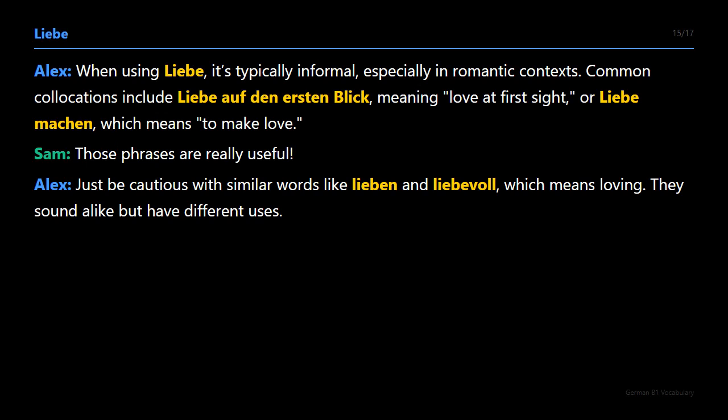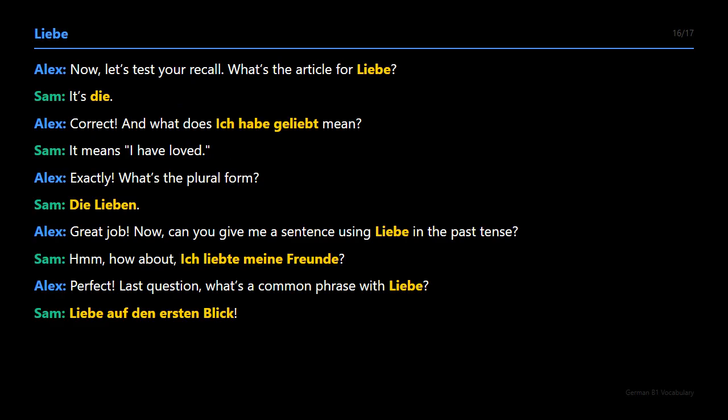Just be cautious with similar words like lieben and liebevoll, which means loving. They sound alike but have different uses. Now, let's test your recall. What's the article for Liebe? It's die.